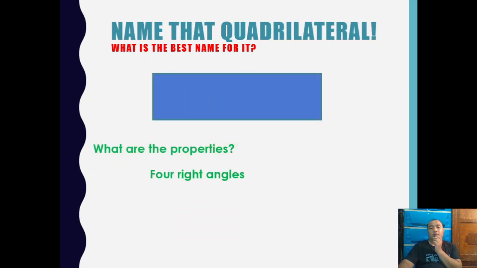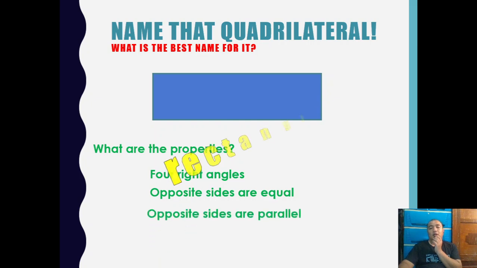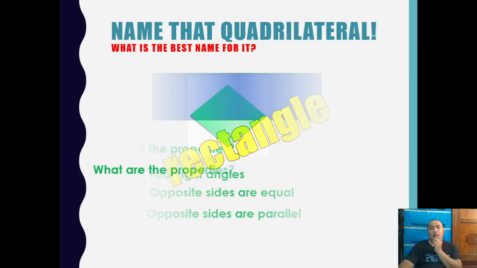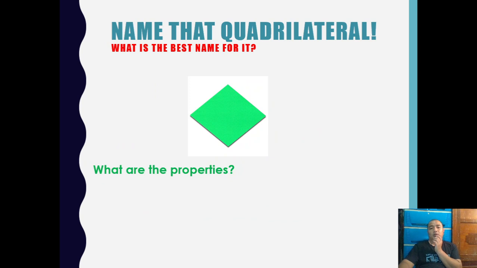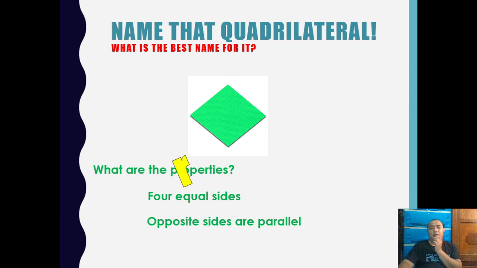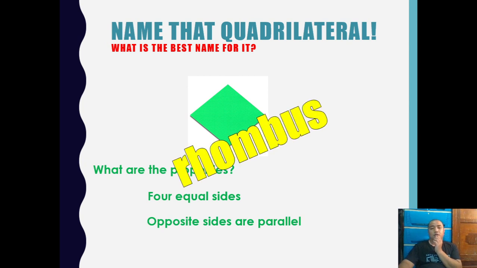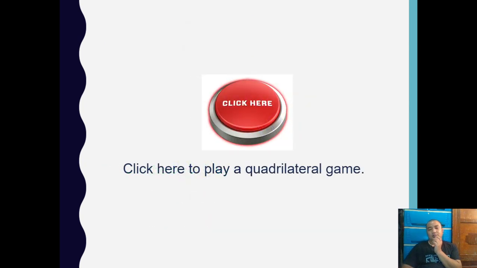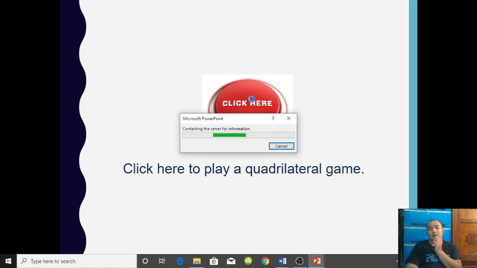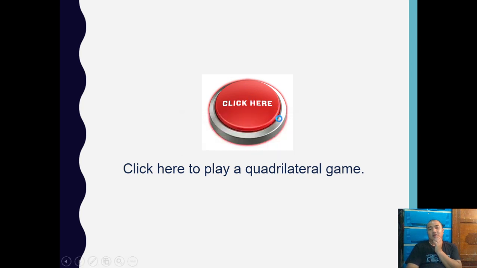How about this? What are the properties? For right angles, opposite sides are equal, opposite sides are parallel, it is a rectangle. How about this? What are the properties? For equal sides, opposite sides are parallel, it is a rhombus. Ayan. So, how about this? Click here to play a quadrilateral game.